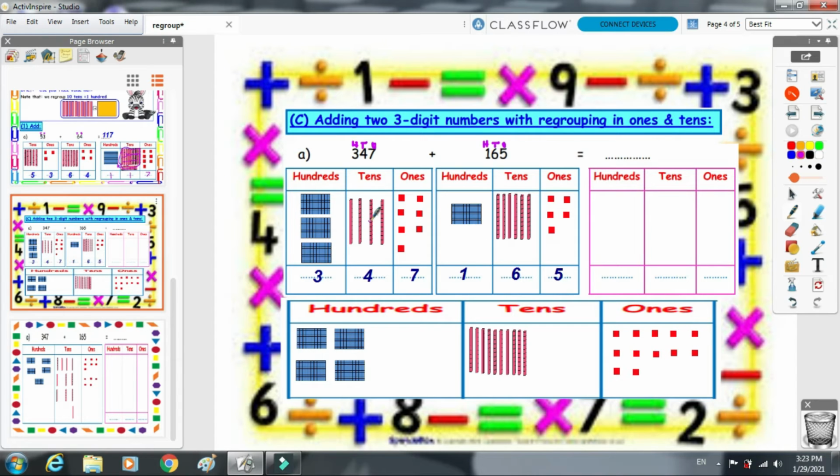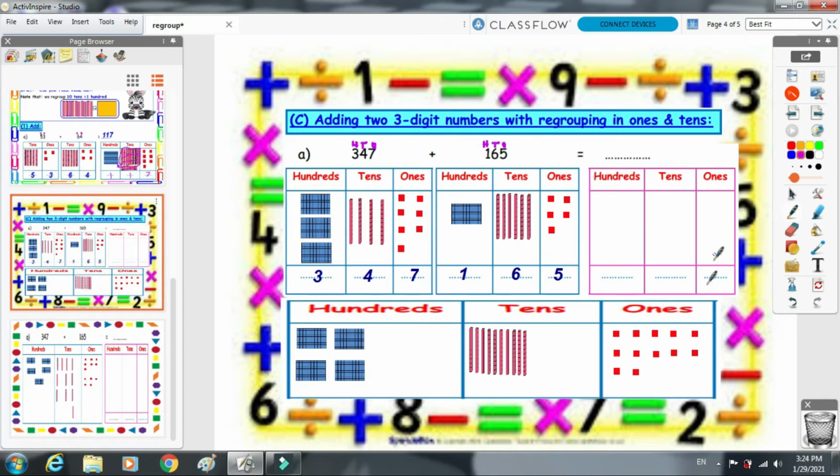Then I will add the tens together. I have here 1, 2, 3, 4, 5, 6, 7, 8, 9, 10. So here in the answer I will draw 10 bars in the tens place. Then I will add the hundreds together. I have here 1, 2, 3, and 4. So I will draw in the hundreds place 4 blocks.